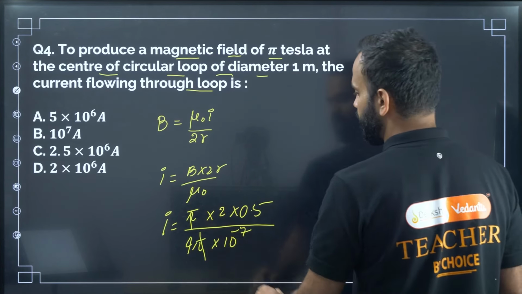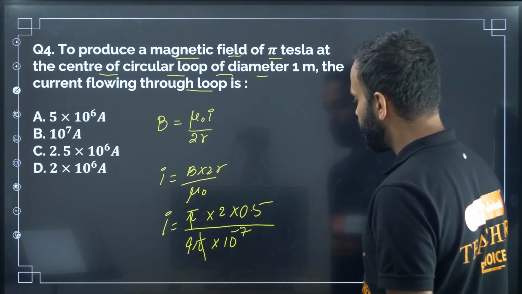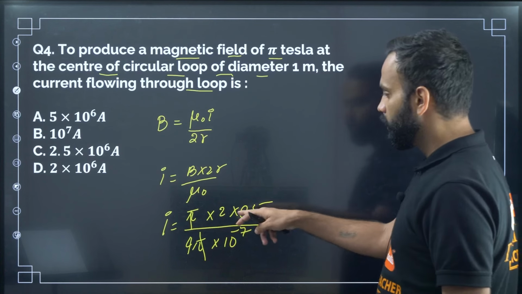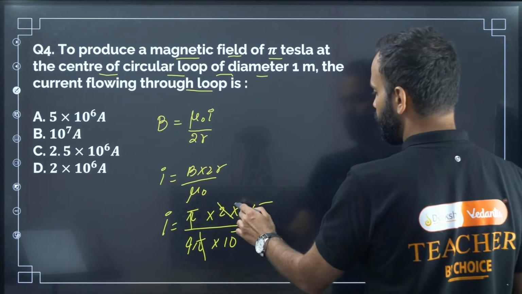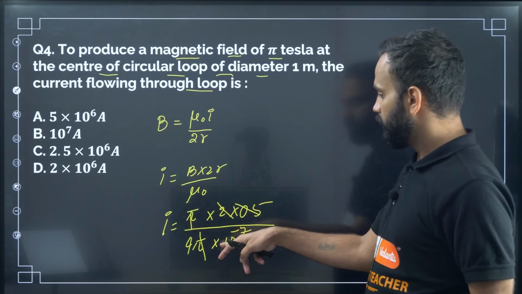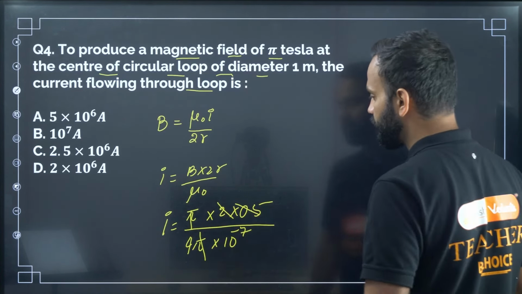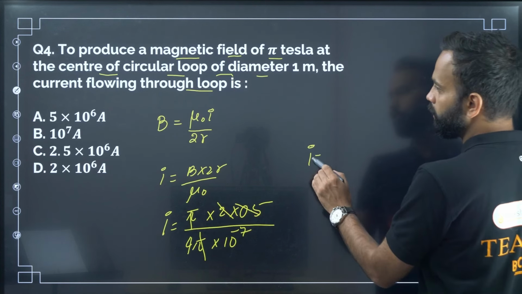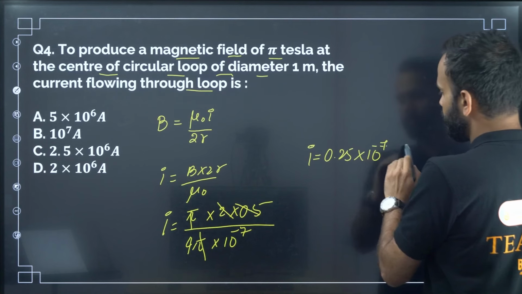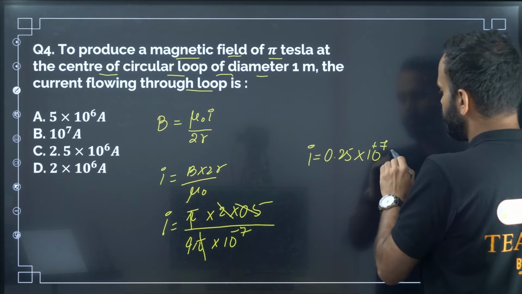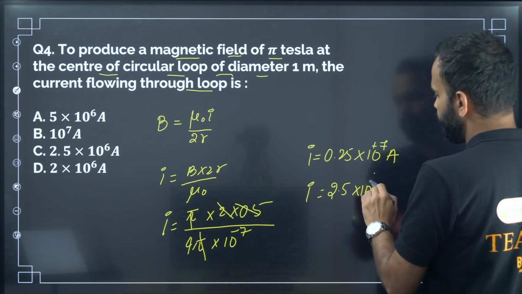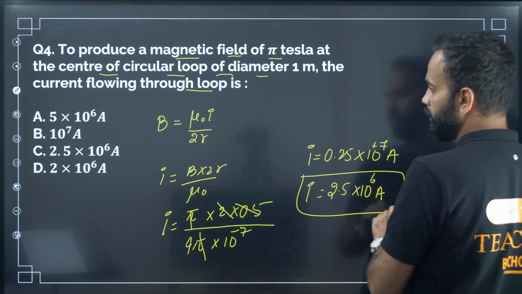So pi will get cancelled. Then here 1 by 0.5 is 1 by 2, so this will be 1 by 8. So 2 into 0.5 is 1, so this is 1 by 4. Then 1 by 4 into 10 to the power minus 7, 1 by 4 is 0.25, so I equal to 0.25 into 10 to the power plus 7 ampere. So I equal to 2.5 into 10 to the power 6 ampere. The correct option is C.